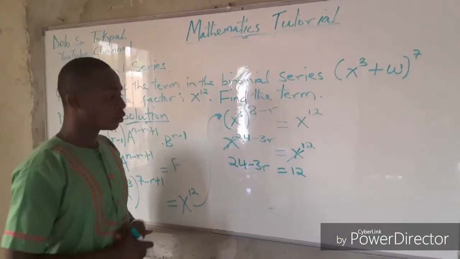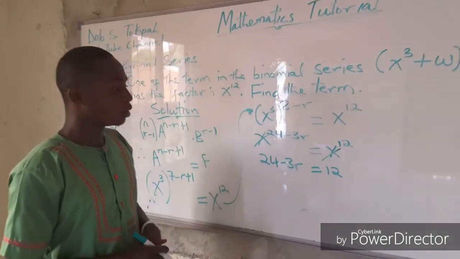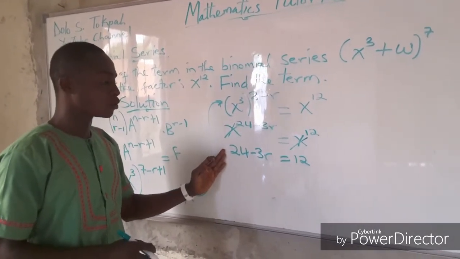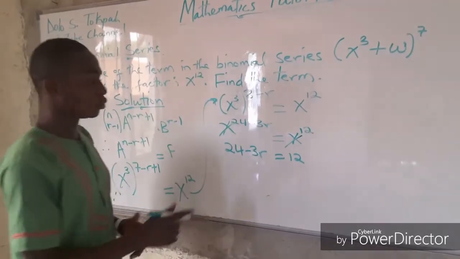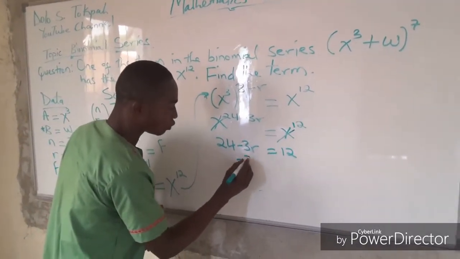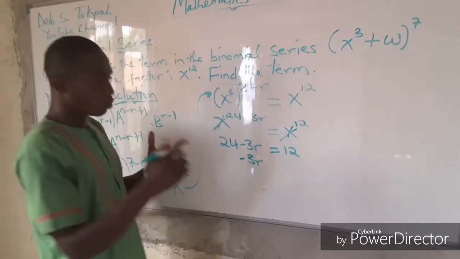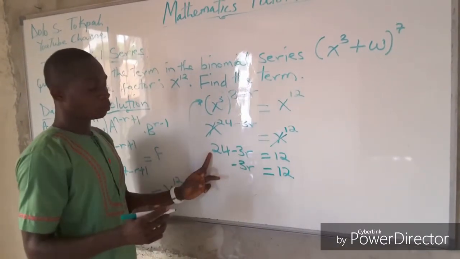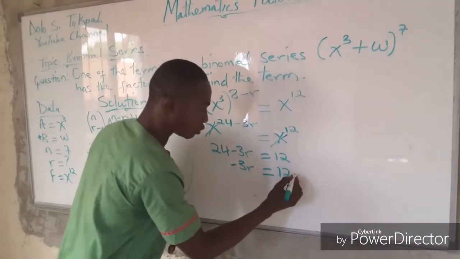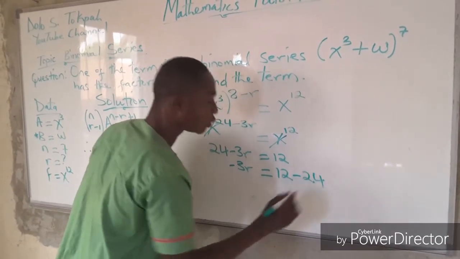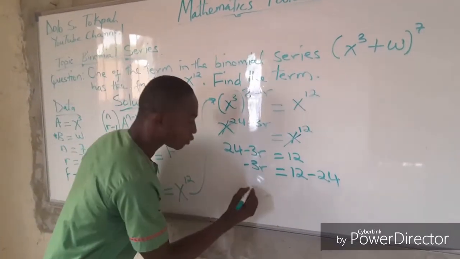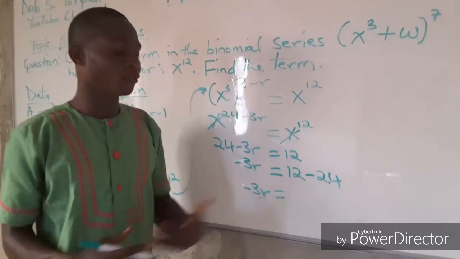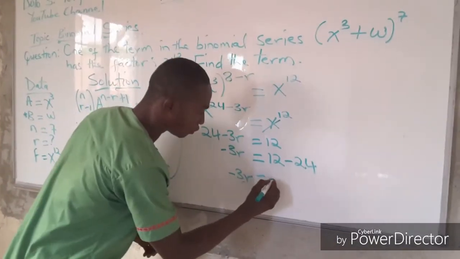So in this slide, we have come to a linear equation. So we are going to send 24 after the equal sign, and since it is a positive 24, the sign is going to change to negative 24. What do I mean? We're going to say now minus 3 arrow must be equal to 12. Positive 24 goes after the equal sign, the sign changes to minus 24. So finally, we have minus 3 arrow must be equal to 12 minus 24. Our answer becomes minus 12.